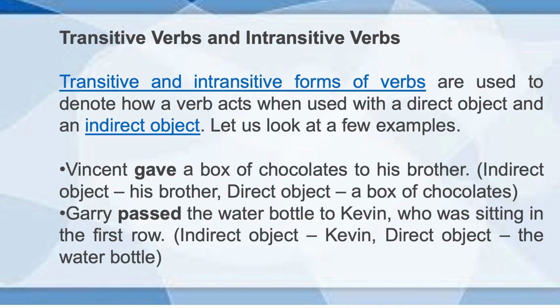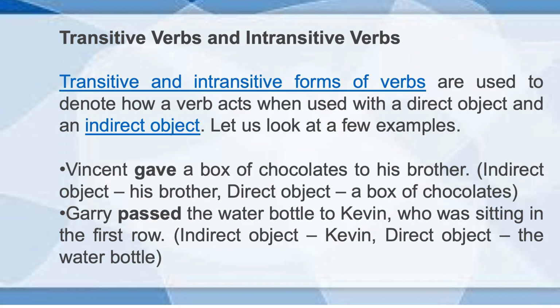Now, transitive verbs and intransitive verbs. These are something you just need for your knowledge to understand verbs better. But what are those? Transitive and intransitive forms of words are used to denote how a particular verb acts when used with a direct object and an indirect object. Now, as usual, I will give you examples to explain the meaning of the above.